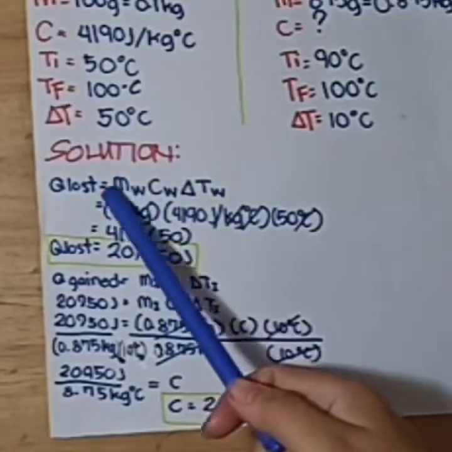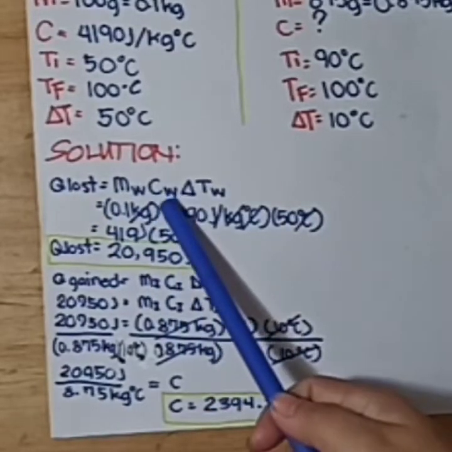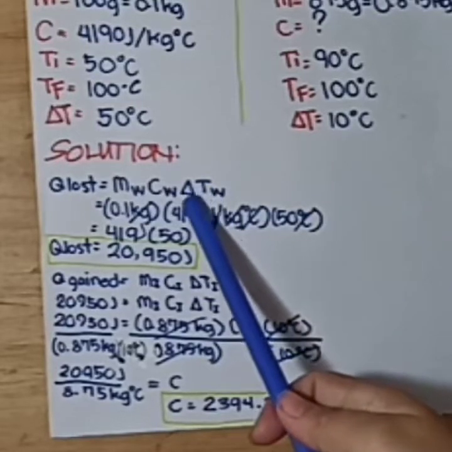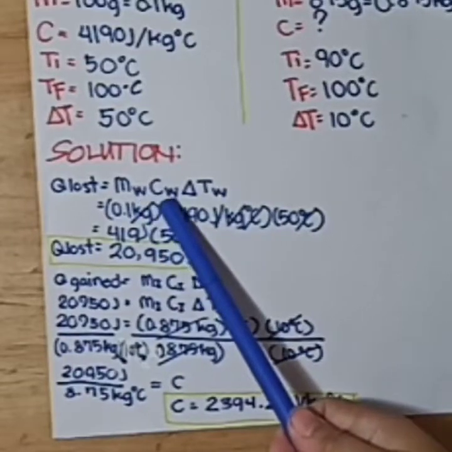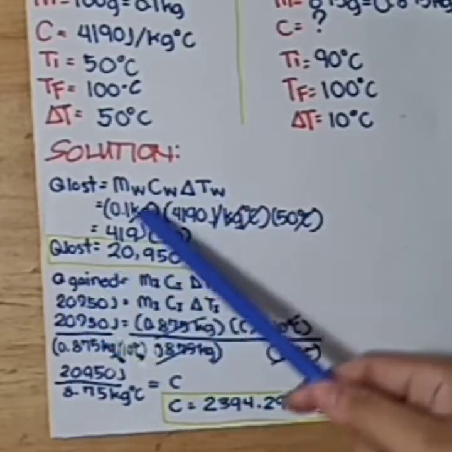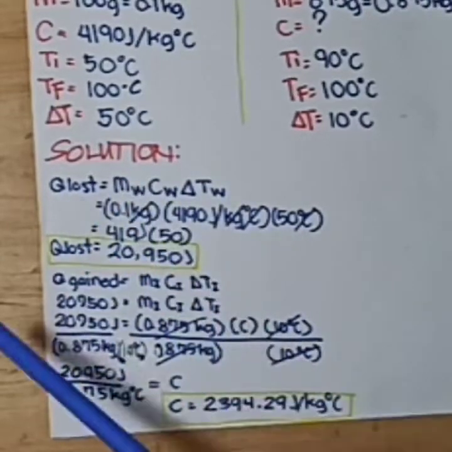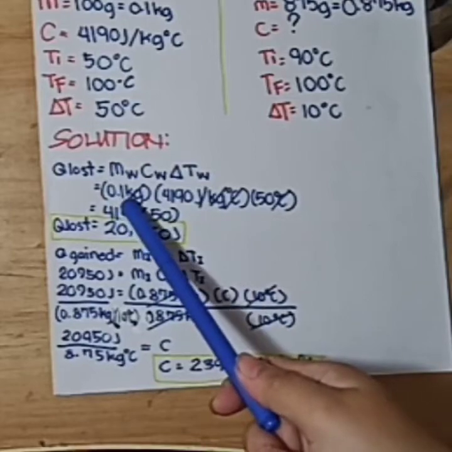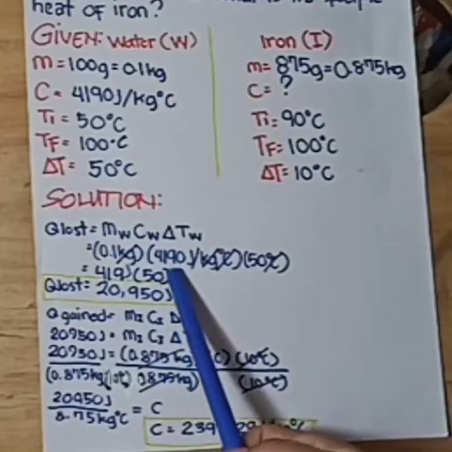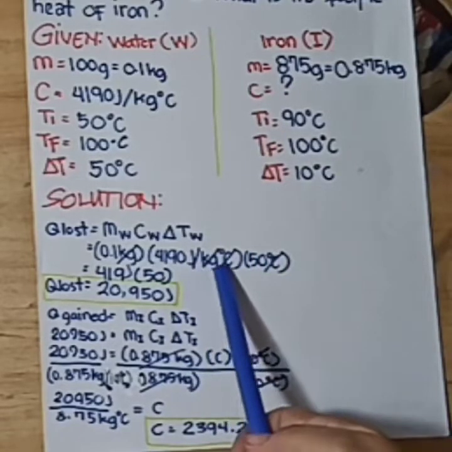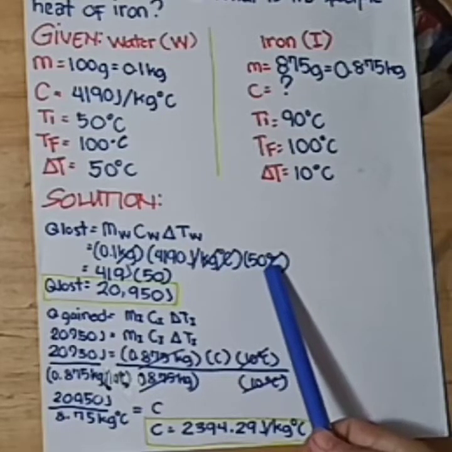The Q loss formula is Q loss is equal to mass times specific heat times the change in temperature, and we put the letter W here for water. First we write the given: the mass is 0.1 kilogram, the specific heat is 4,190 joules per kilogram degrees Celsius, and the change in temperature is 50 degrees Celsius.